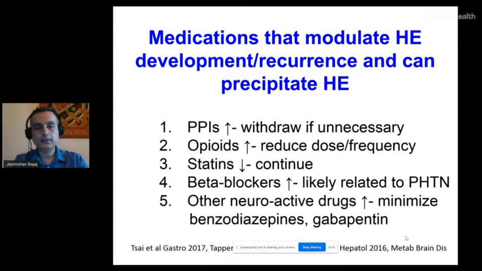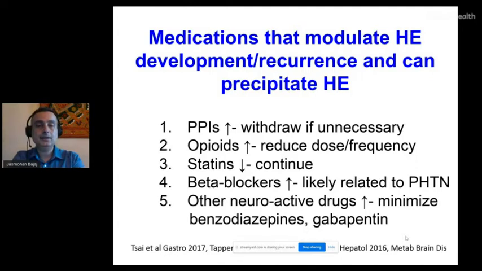A lot of our patients in the United States are on opioids, and the opioids are higher. And I'm sure that the situation in India is much different. But in any case, we really struggle to reduce the dose and frequency. Statins reduce the risk, but don't start someone on statins. The current evidence is not strong enough for us to advocate statin initiation. However, if someone is on it, you could potentially continue.